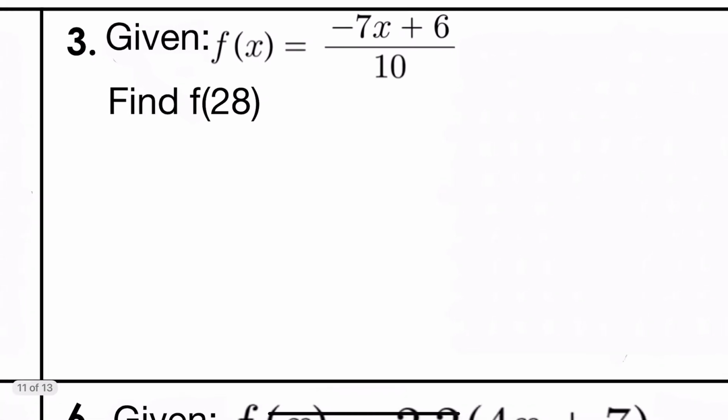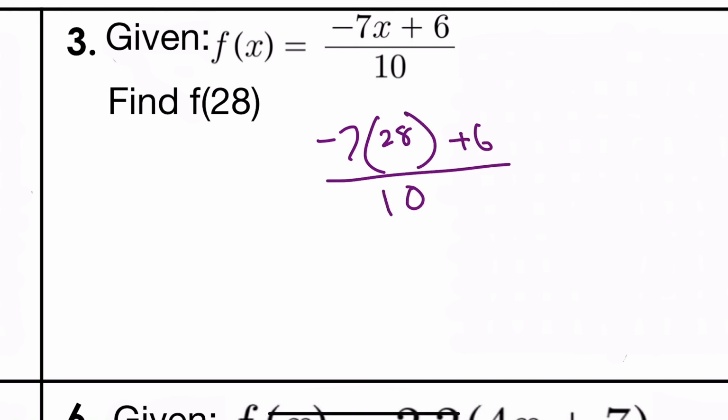Plugging in a 28, it looks like. I'm going to be plugging 28 into this x here. So that will leave us with negative 7 times 28 plus 6 over 10. All right, so this is a fraction, and that's okay. Like I said a lot while we were doing this in class, we're going to embrace the decimals and fractions just because it will come up, and I want you to get more comfortable with these.